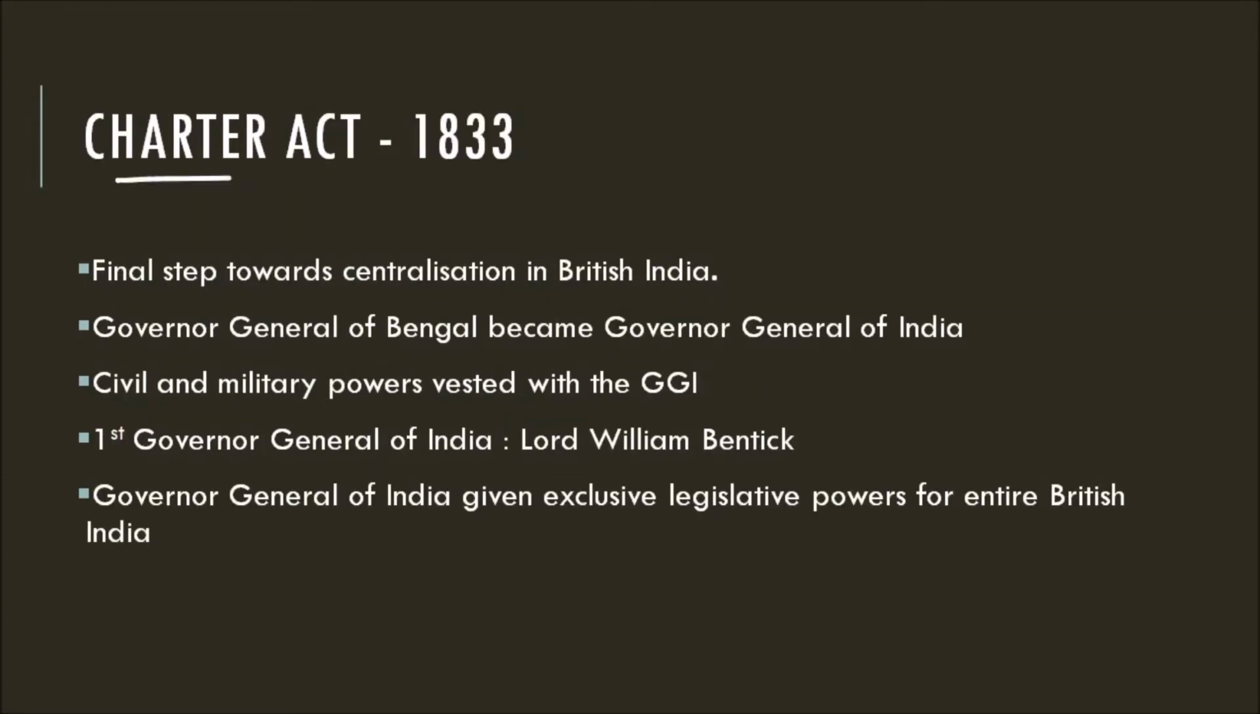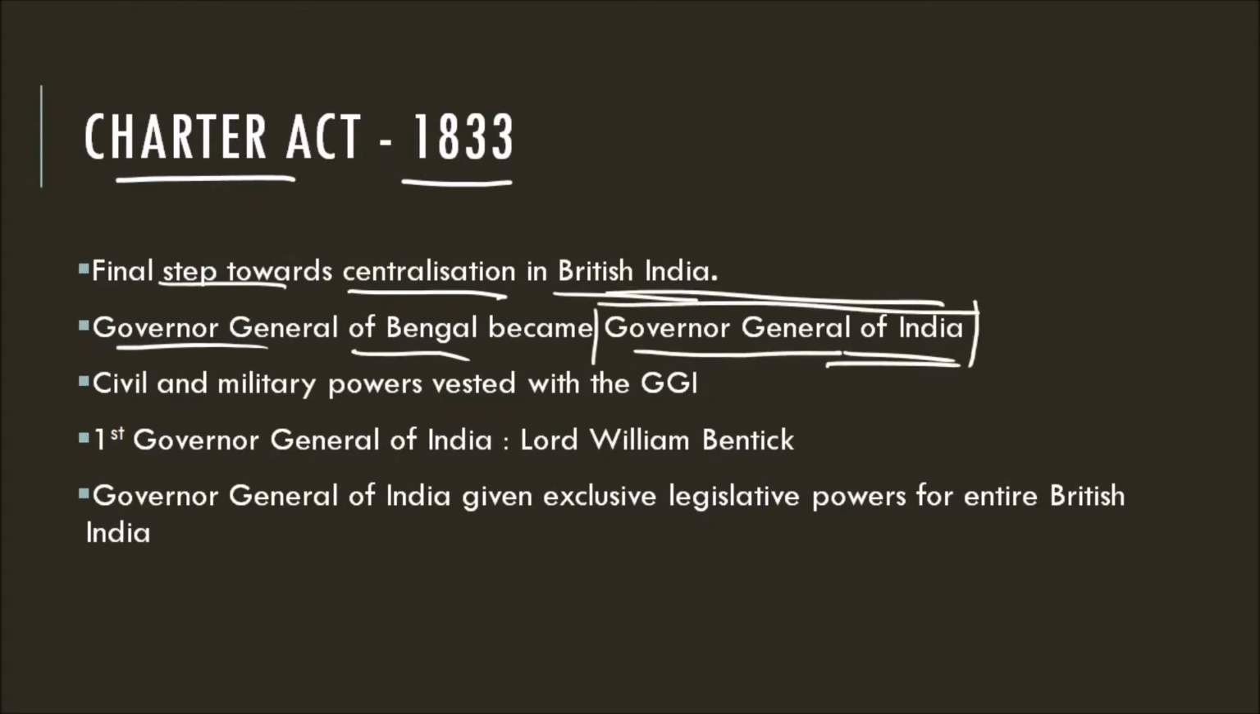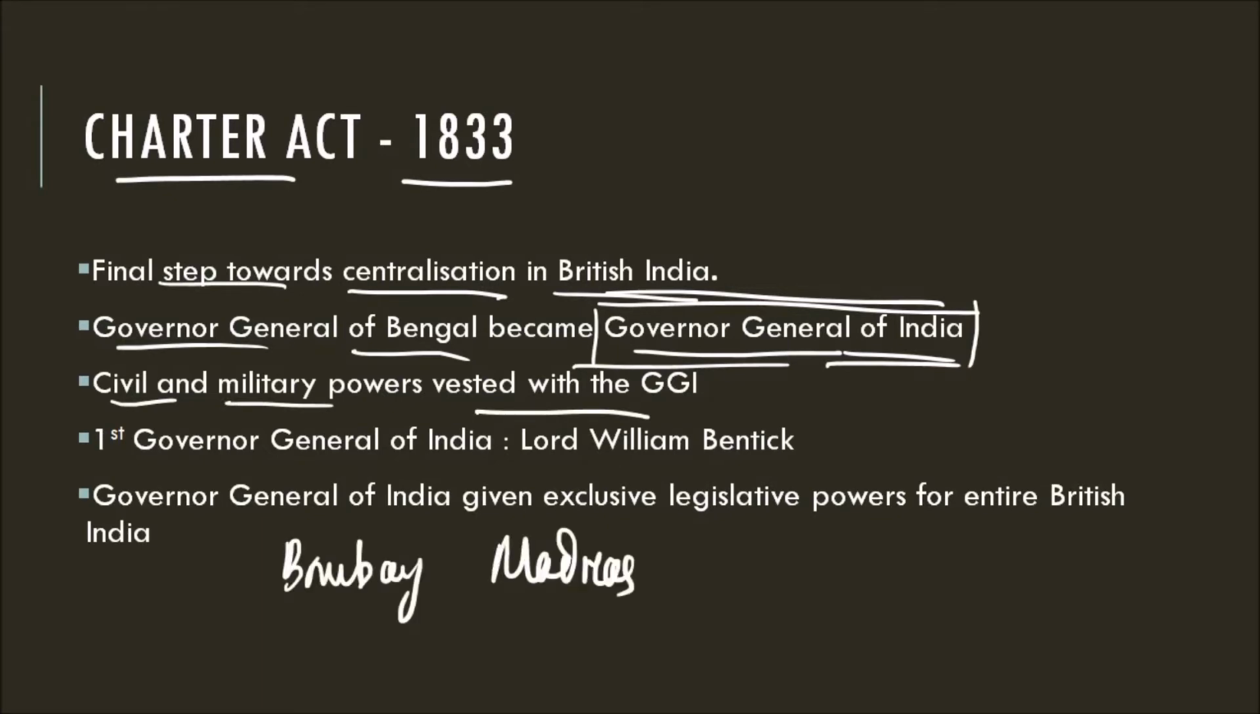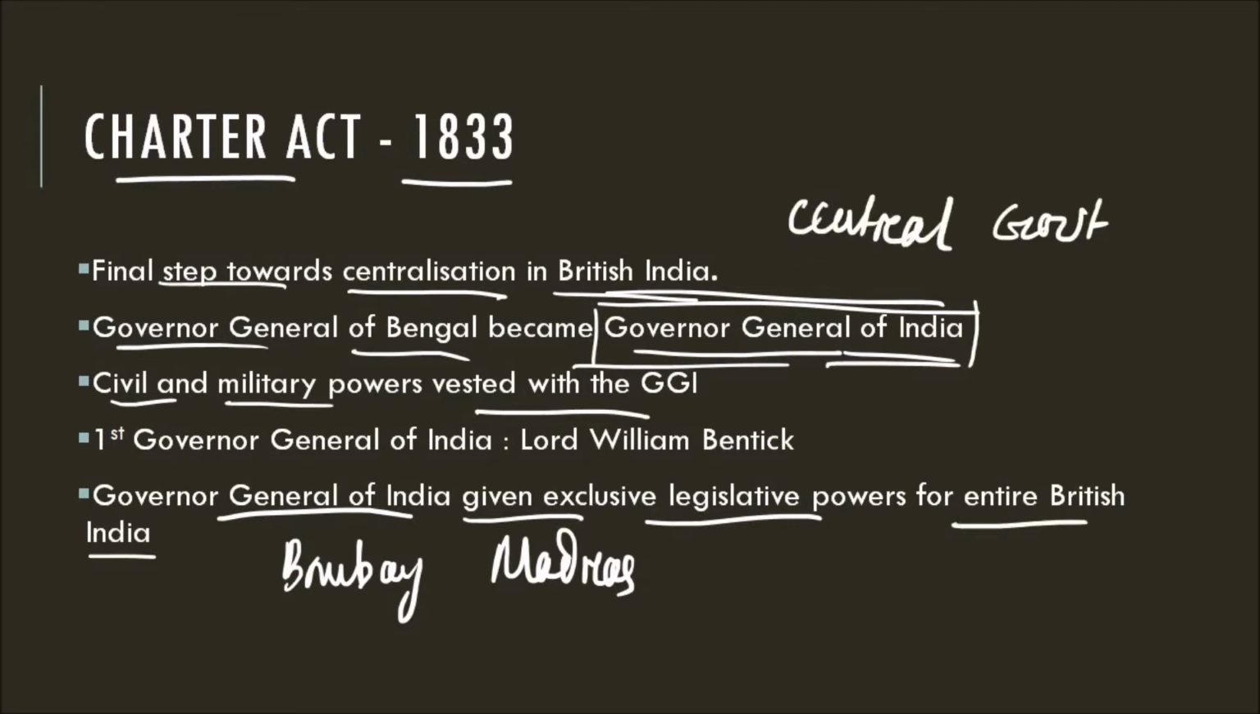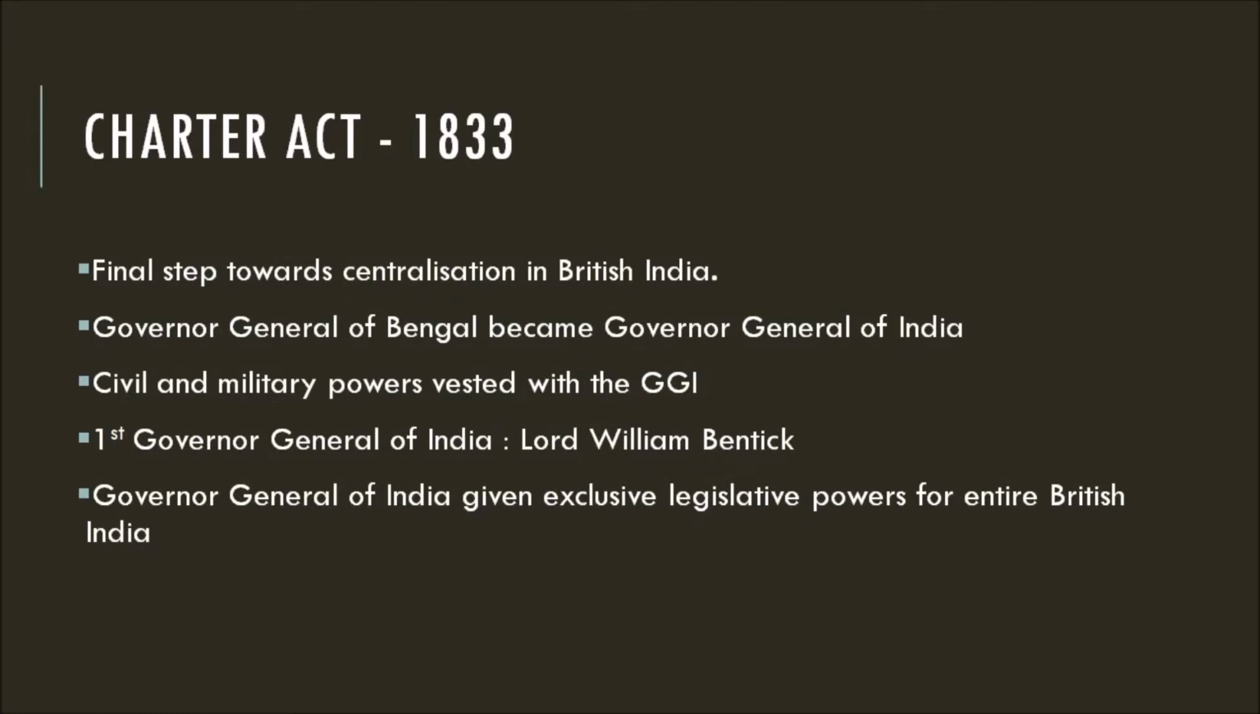Then came the Charter Act in the year 1833, which was the final step towards centralization in British India. This was achieved by making the Governor General of Bengal the Governor General of India. That means now the Governor General of India has complete authority over the British possessions in India. He now has all the civil and military powers vested in him, and the Governors of Bombay and Madras were now deprived of their legislative powers, and the Governor General of India was given exclusive legislative powers for the entire British India. Thus, a central government was now established in the British possessions of India. And Lord William Bentinck became the first Governor General of India.